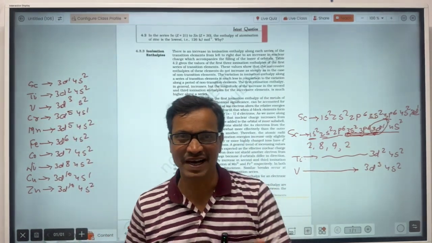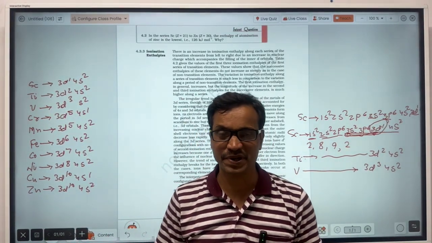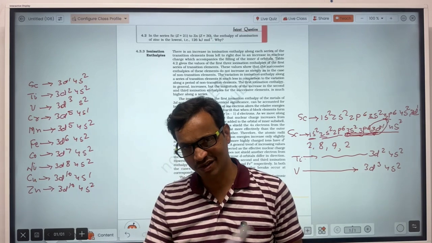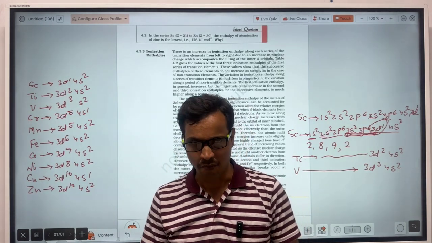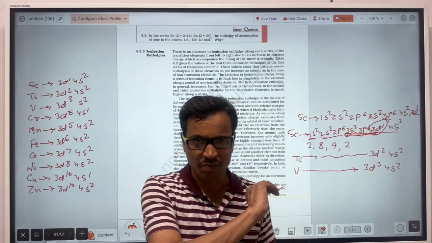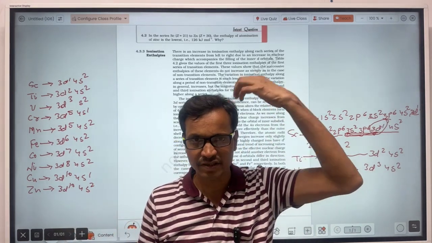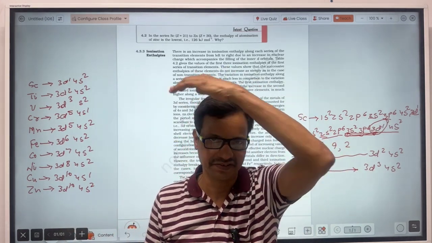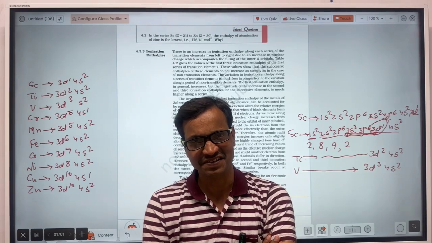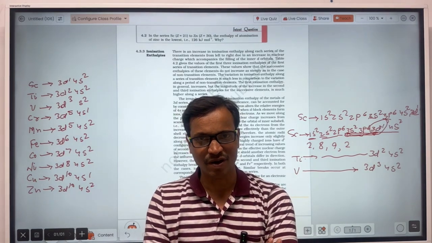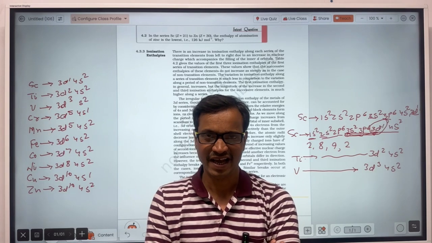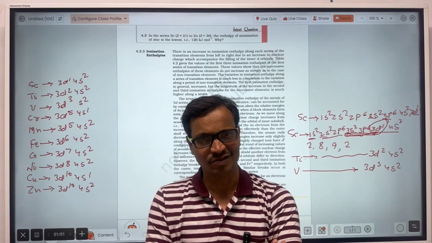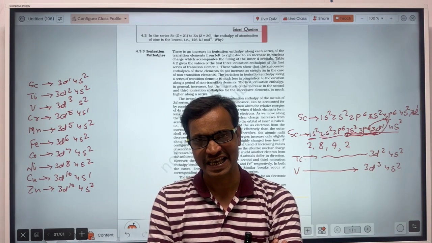About that you might have studied in the periodic table. On moving across the period, the ionization enthalpy increases. Why does it increase? Because on moving across the period, the atomic number increases. Atomic number increasing means the number of protons in the nucleus increases, and the added electron enters the same shell.